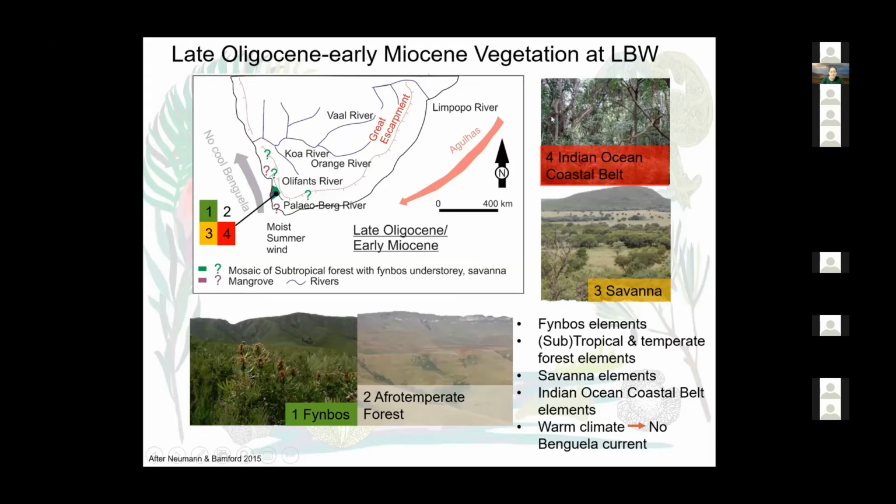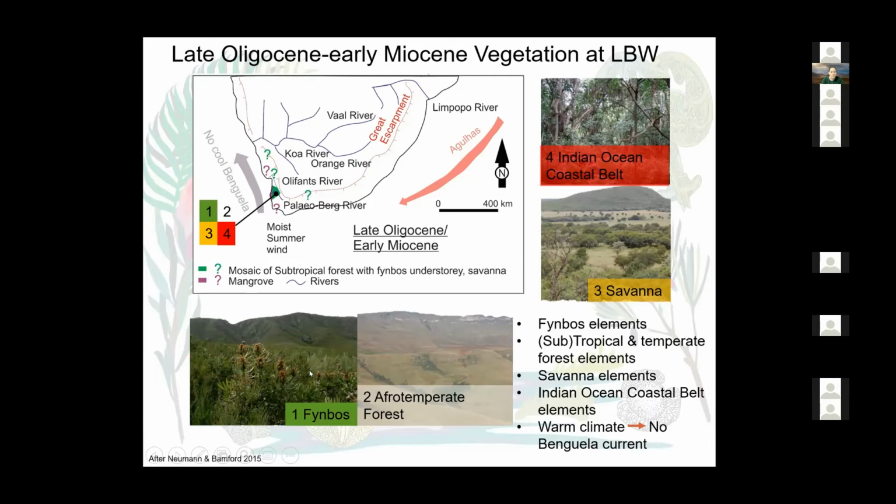Based on these vegetation changes, we can assume that the Southwestern Cape region, which is shown in green on the map, was characterized by a mosaic of subtropical forest elements with fynbos understory, which later transitions to a savanna woodland environment. And this is because we find elements of the fynbos biome, such as Proteaceae, and elements of the Afrotemperate forest, such as the Podocarpaceae, and elements of savanna woodland, such as Brachystegia. And also we find elements of the Indian Ocean coastal belt, such as the palms.